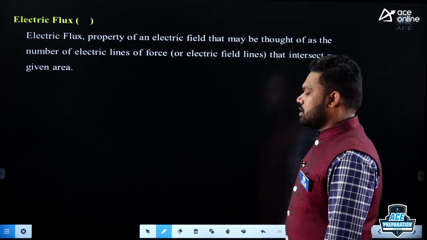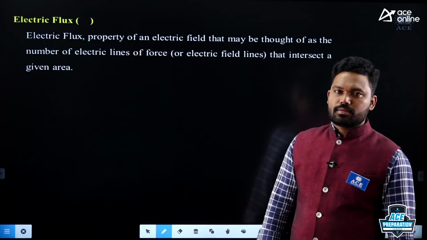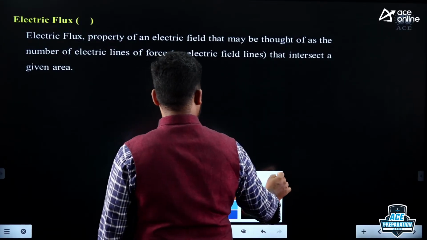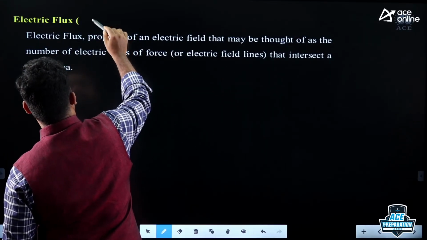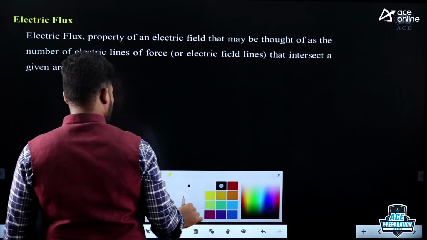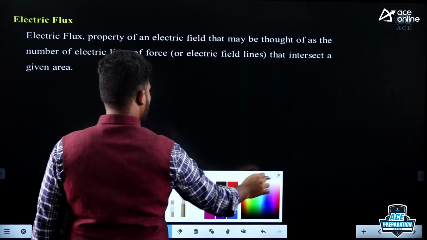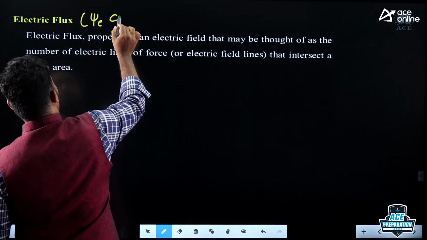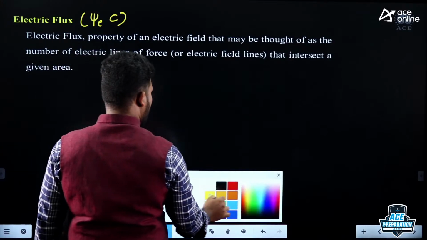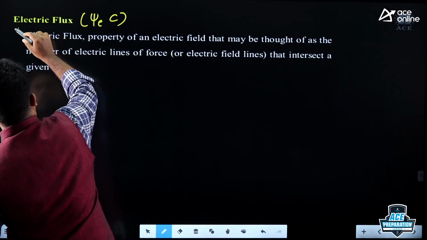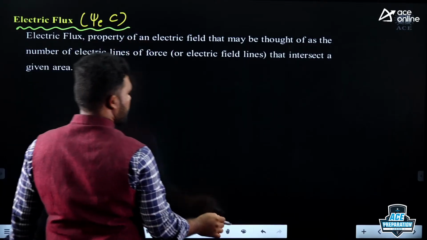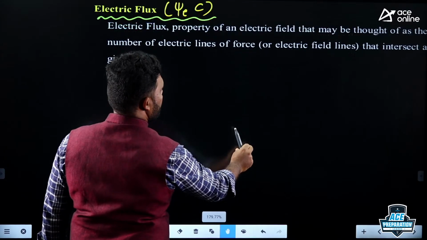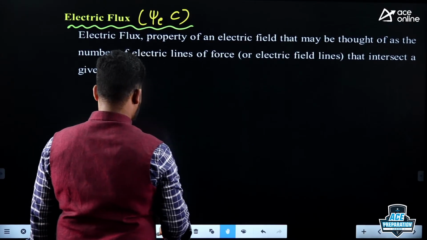Before going into Gauss law, you should know what electric flux and electric flux density are. Here the electric flux is represented with the symbol psi e. Units are coulombs. Charge units are coulomb and electric flux units are also coulombs. Let me read out this statement I have written. Later we will give the explanation.